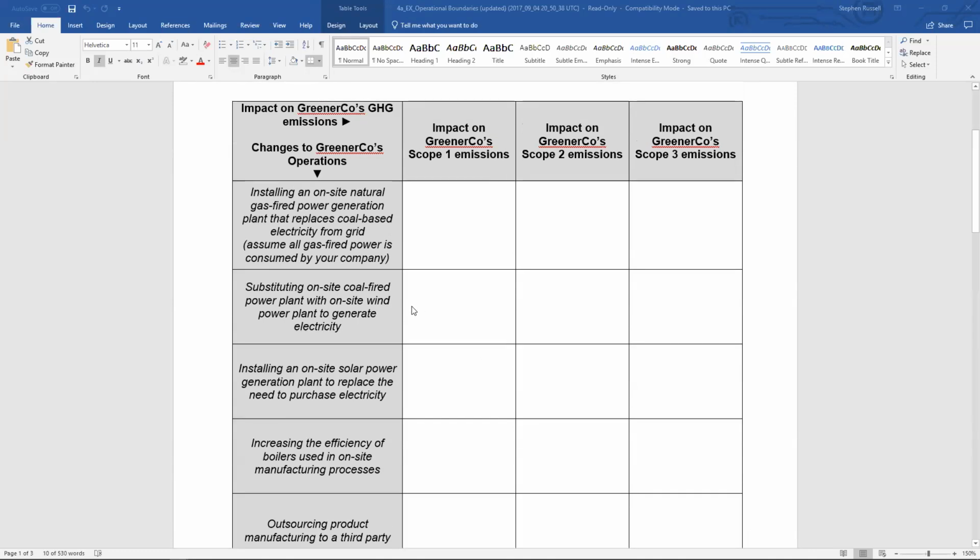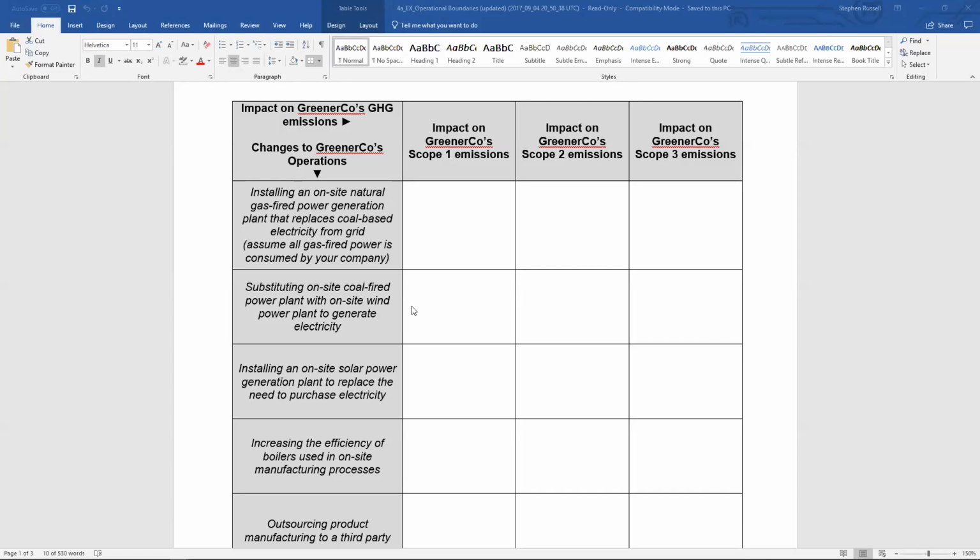For that first case, the company installed an on-site natural gas-fired power generation plant that replaced coal-based electricity from the grid. This action will increase Scope 1 emissions because the gas-fired plant is on site. So we're moving an emission source from an indirect category, Scope 2, to a direct category, Scope 1. Scope 1 emissions will increase. The Scope 2 emissions will decrease because the company is consuming less grid electricity.